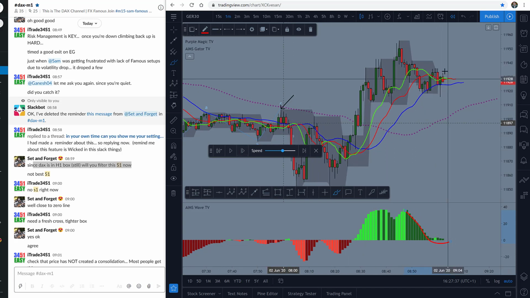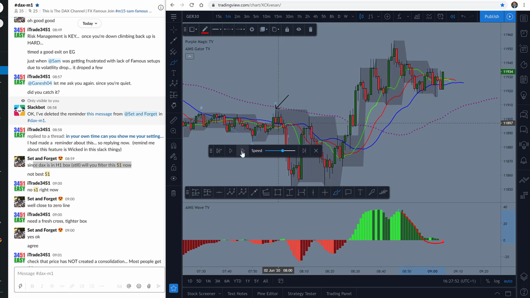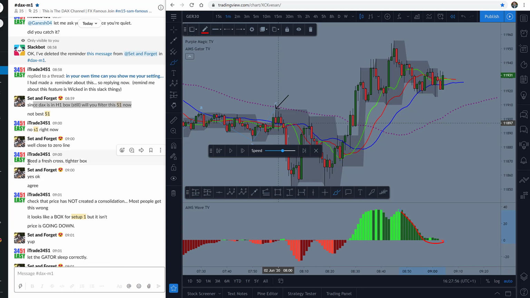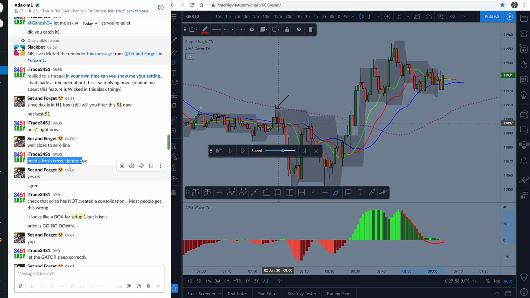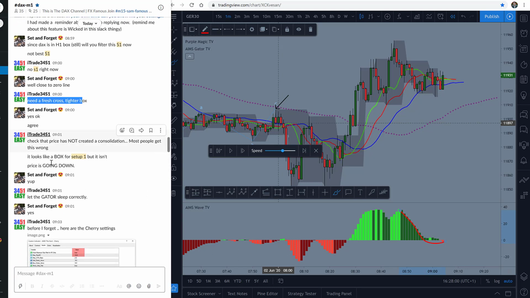This brings an interesting thought, because she's looking at this and she's asking about the setup 1. My response to that was that it's still too early. I want my AO to cross the 0 line, and I want Gator to sleep tightly in a tighter box. Just a few minutes later, I'm interested. Here I say I need a fresh cross, a tighter box.